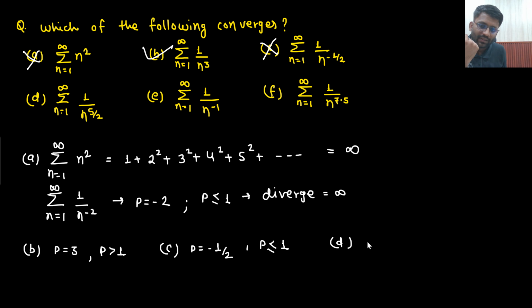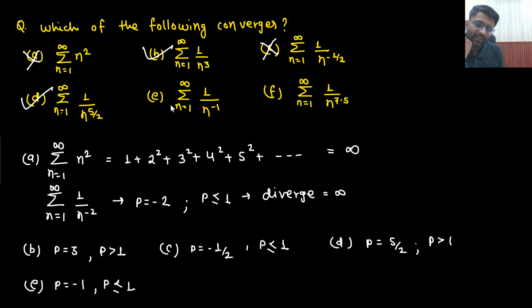Option D. What is the value of P? The value of P here is 5 by 2, which is greater than 1. So if it is greater than 1, then it will converge. Here, E. What is the value of P? That is minus 1, which is less than or equal to 1. That means it will not converge. And what about F? What is the value of P? Which is 7.5, which is greater than 1. That means it will converge.